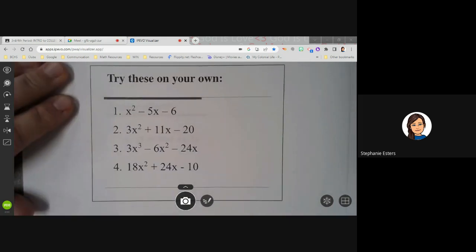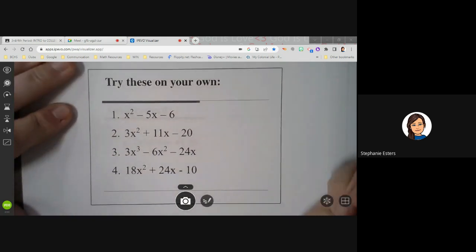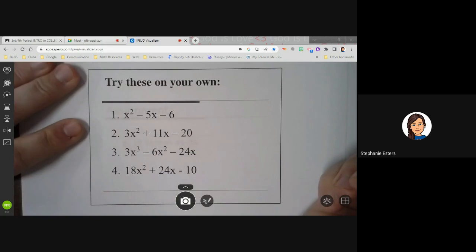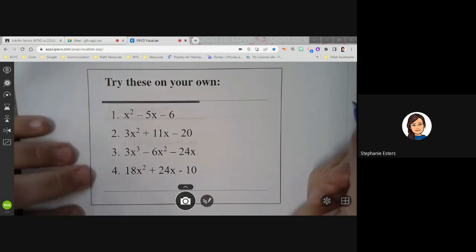All right, so once again, hit pause on the video, try to work these out on your own, and then click play when you're ready to resume and check your answers.